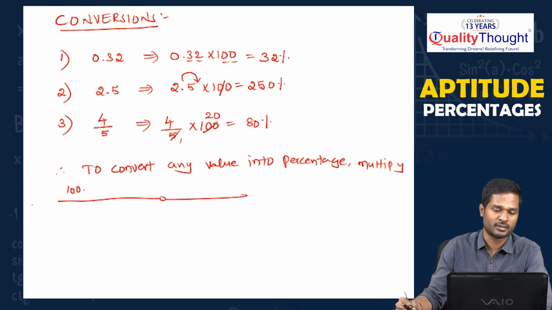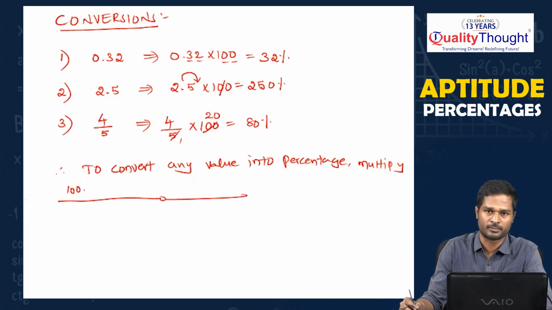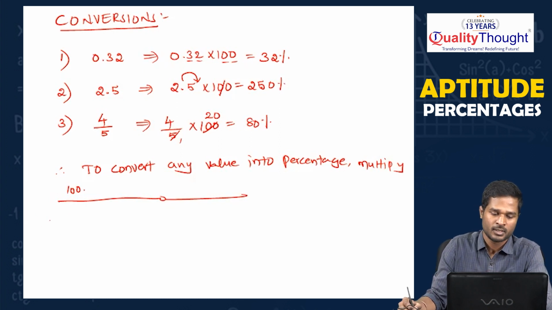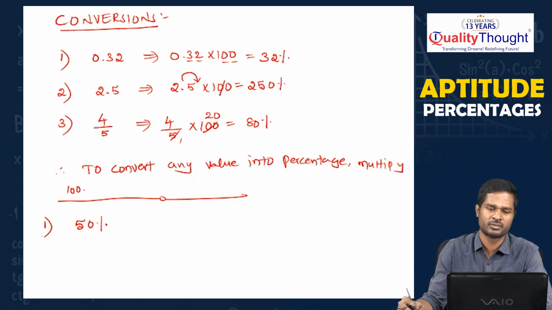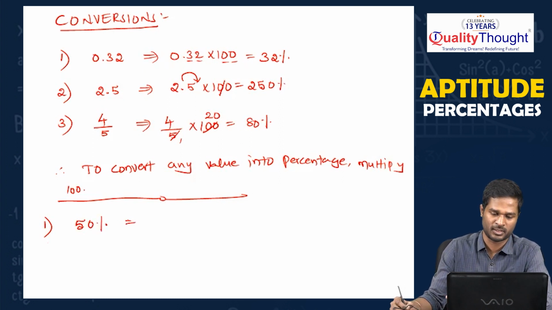Let us see another thing, how we convert the other way around. That means if I have a percentage value, how will I convert it into a fraction or a decimal value? I'll write an example. For example, I have 50 percentage. This is a percentage value. How will we convert it into a decimal or a fraction? First, I'll convert it into a fraction.